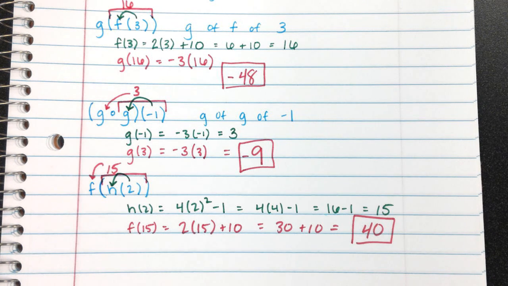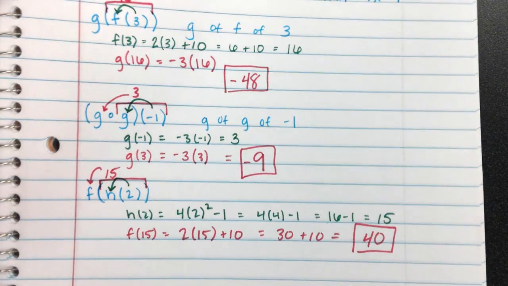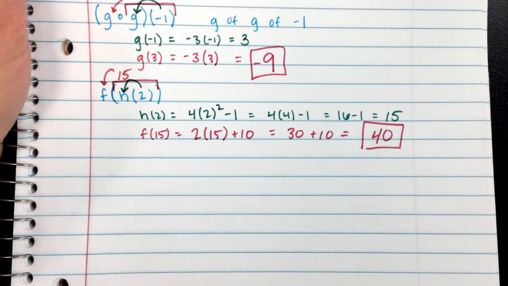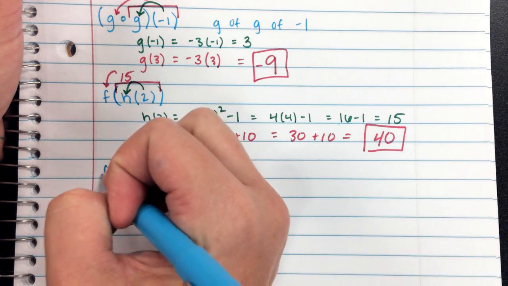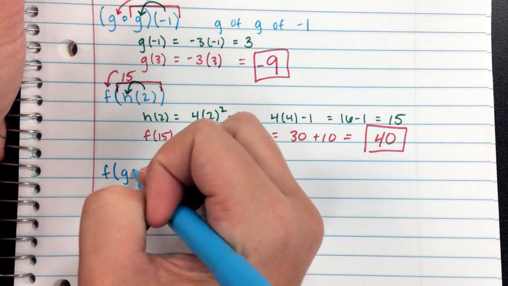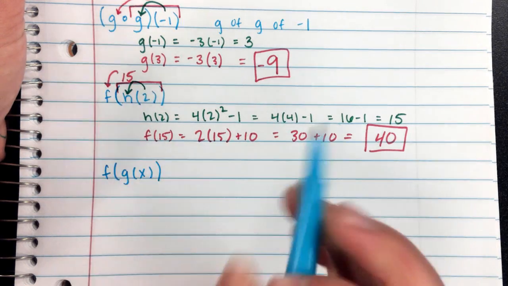Questions so far? So I plug in and get a number, and then what do I do with that answer? I plug it in again. Okay? Okay. Now let's look at what happens if I don't give you a number. So what happens if I don't give you a number? So let's try f of g of x.